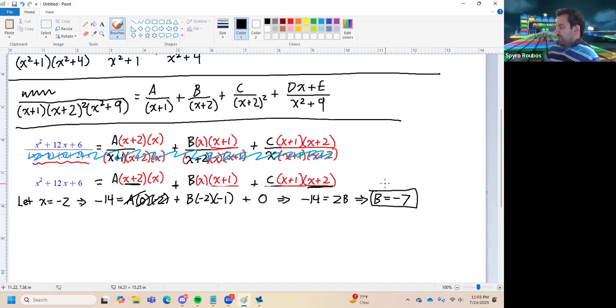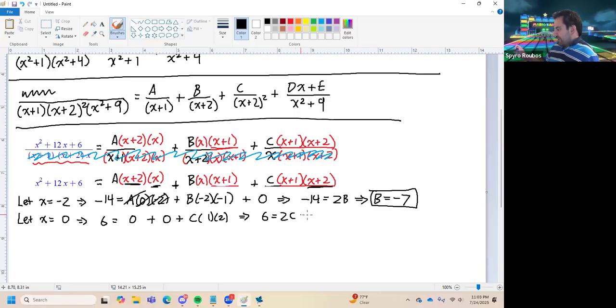We do the same thing. We can kill off that factor. Let x equal 0. On the left, we have 6. Thank God that's easy. Again, anything with x as a factor is going to get zeroed out. So we're left with 1 times 2. So we just have 6 equals 2c, or in other words, c is 3.